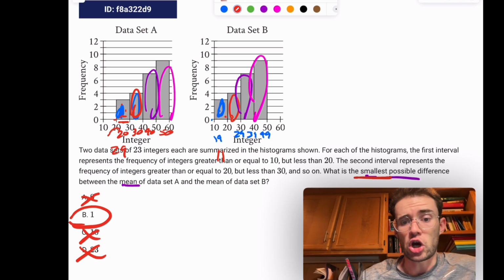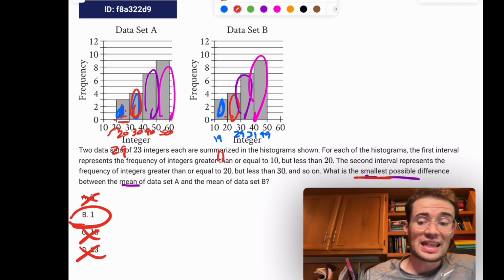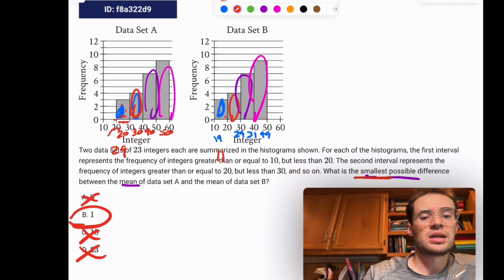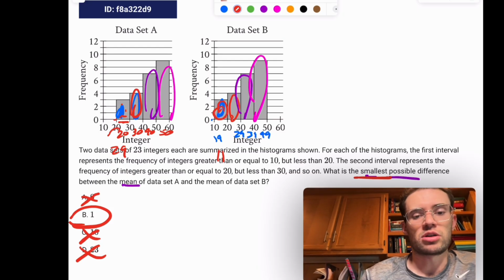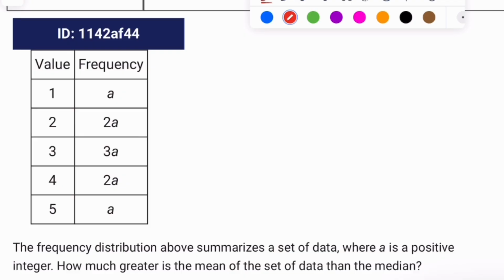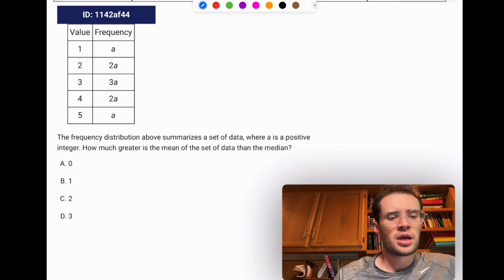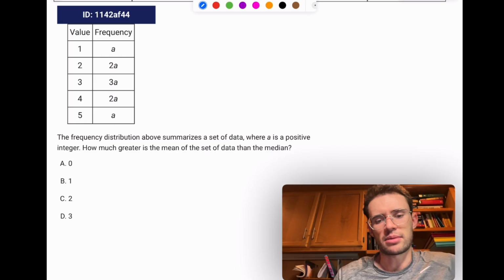It's trying to show that with these ranges, you can't find the exact mean. There's a pretty large range of possible means because you don't know that it's evenly distributed within each of these ranges. We've got a table with values and frequencies, but the frequencies are all represented by variables, so all A's or 2A's or 3A's. The frequency distribution above summarizes a set of data.